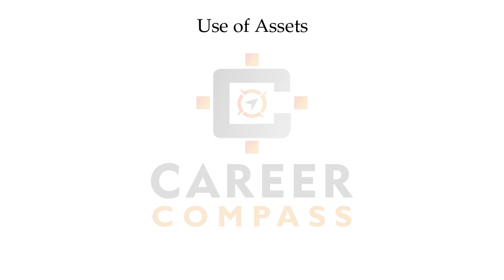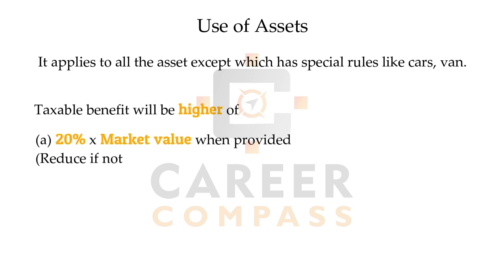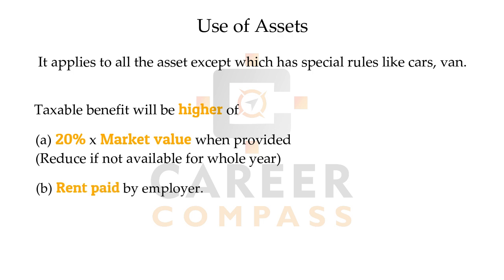Now students, we have seen many rules for taxable benefit of different assets like car, van, accommodation, etc. But what about assets other than those, which are not yet covered? For any other asset which is not yet covered, we have a general rule available here, students. So let's discuss the general rule. The general rule says that the taxable amount will be the higher of 20% of the market value when provided or the rent paid.